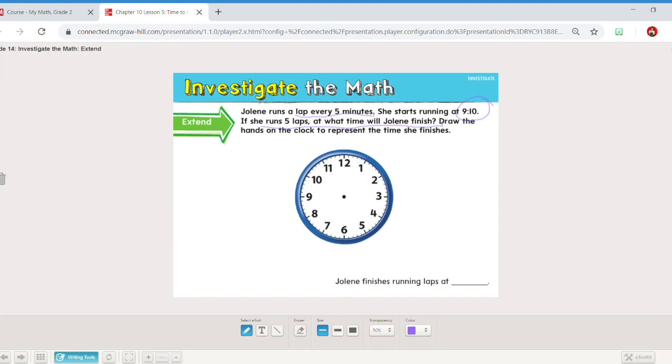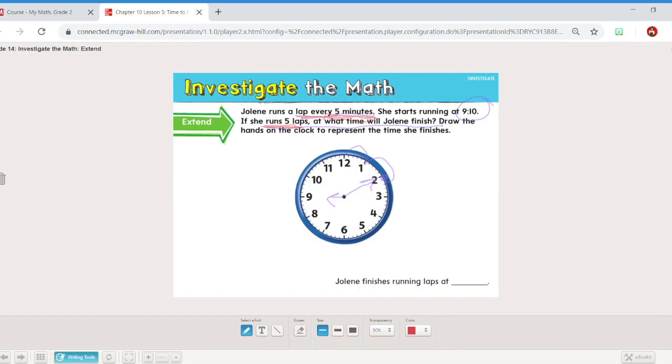She starts at 9:10. So our hour is on the 9. And let's count to 10, 5, 10. Our minute hand's on the 2. She is going to run 5 laps. And we know that each lap takes 5 minutes.